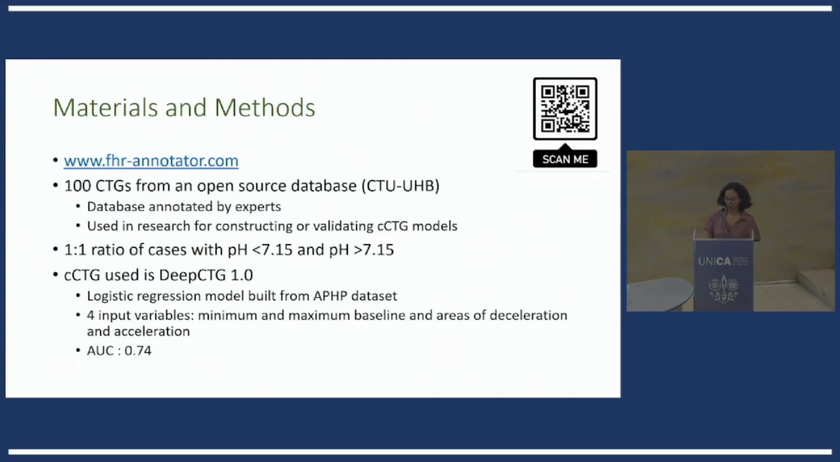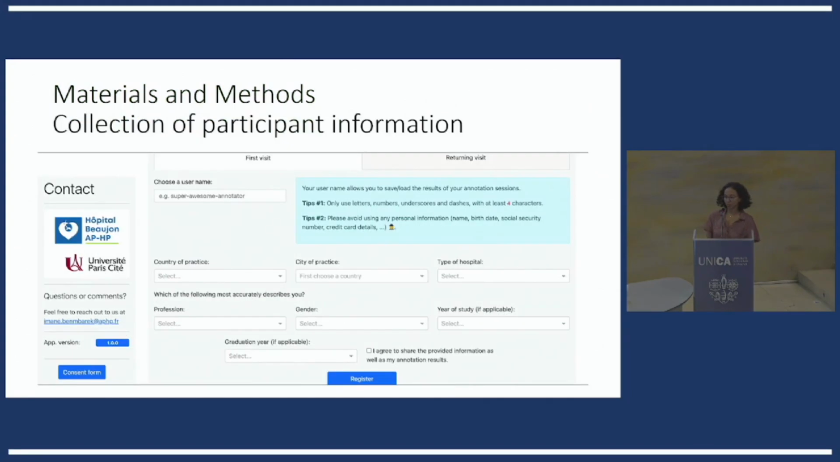and we use a computerized CTG, Deep CTG, which I presented yesterday. It's the logistic regression model we built from a PHP database, and it wasn't trained on the CTU-UHB database. It was only validated on it, and there are 4 different inputs in this computerized CTG: the minimum and maximum baseline, the areas of deceleration, and the areas of acceleration. And the AUC for the prediction of hypoxia in this database was 74%.